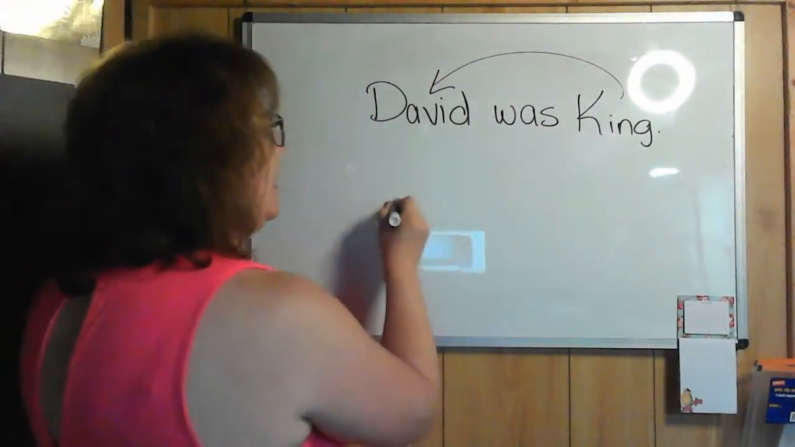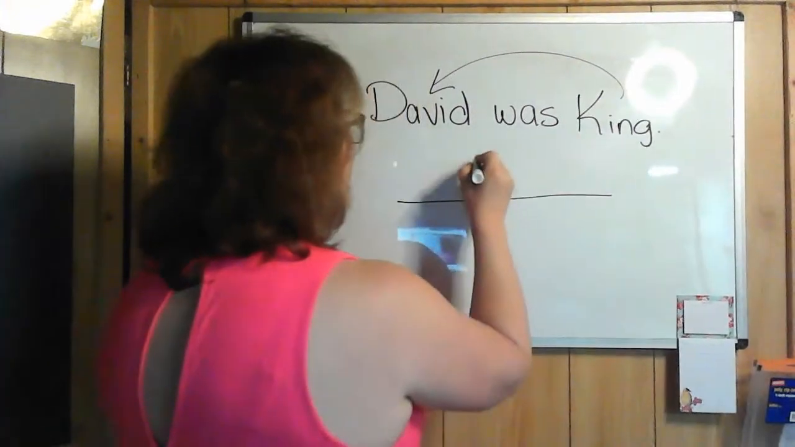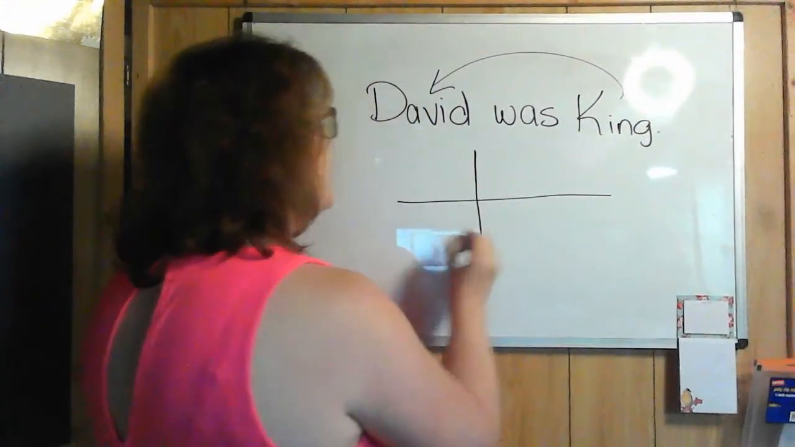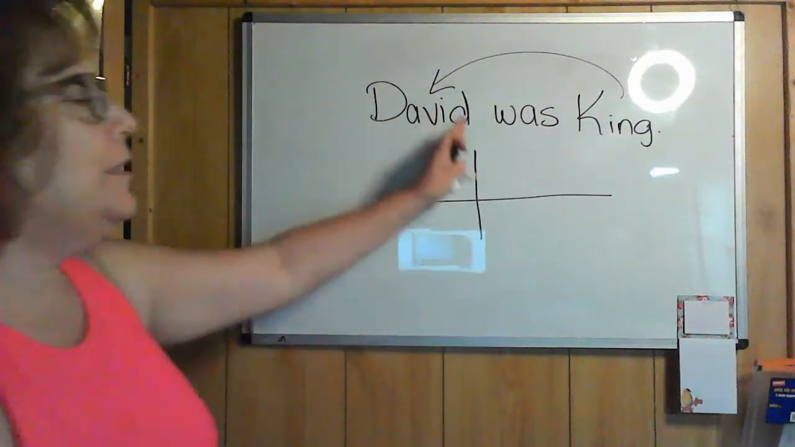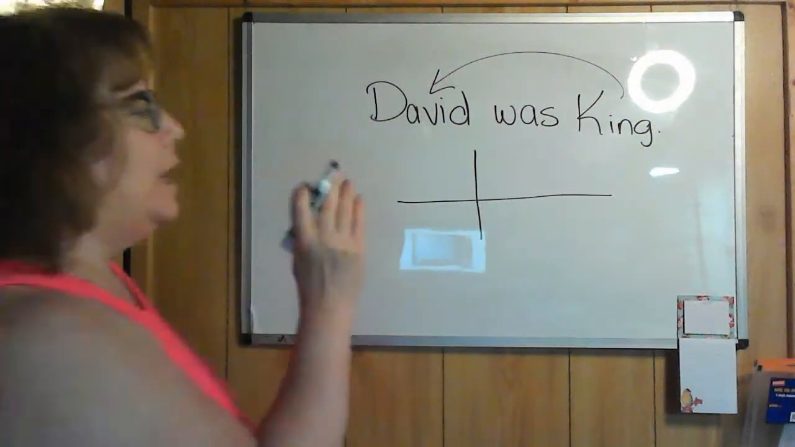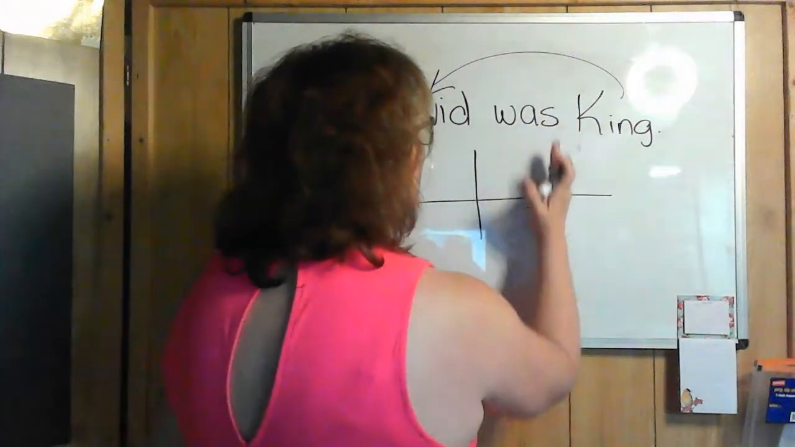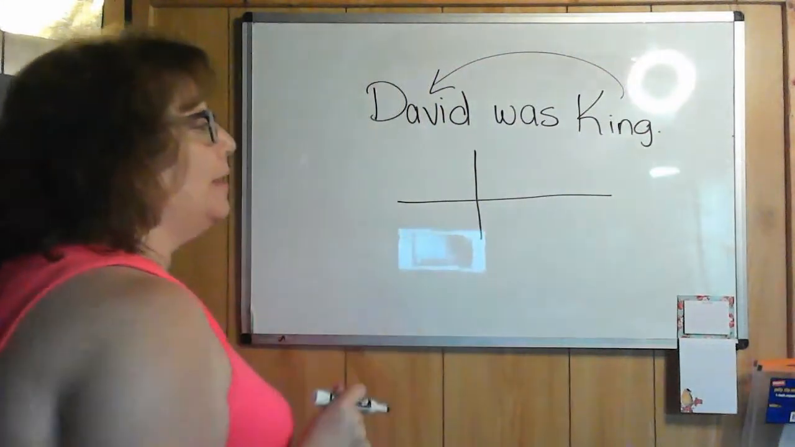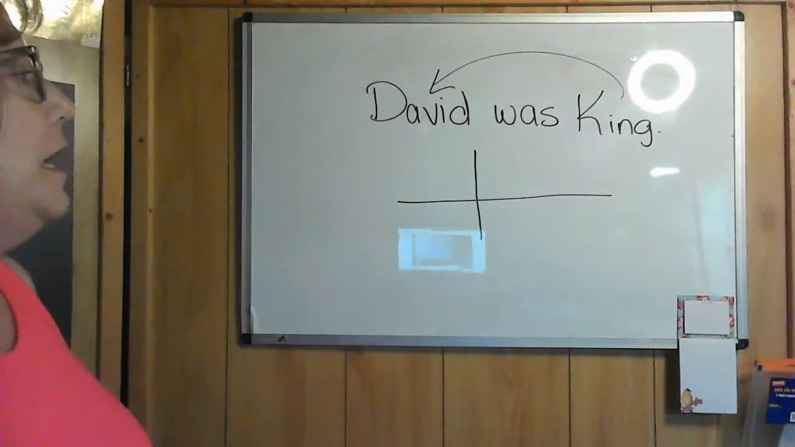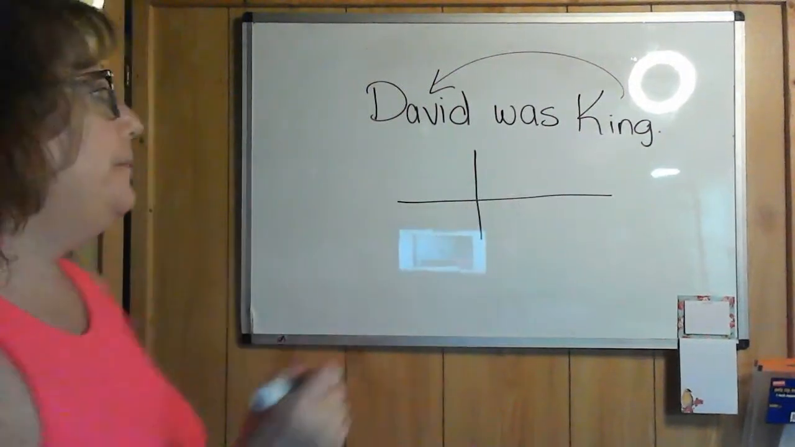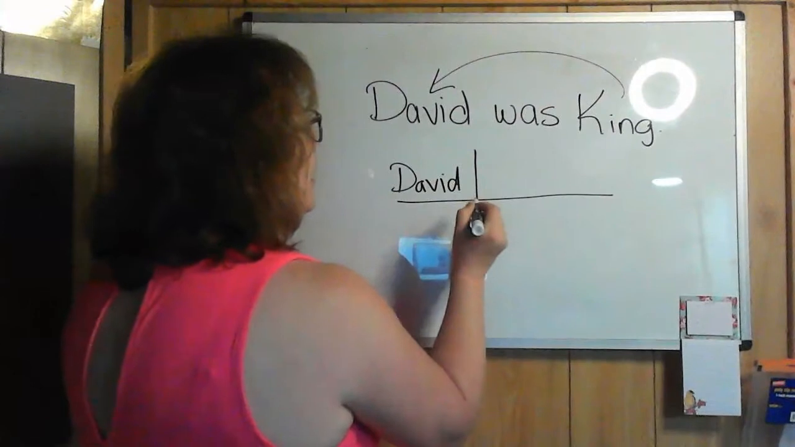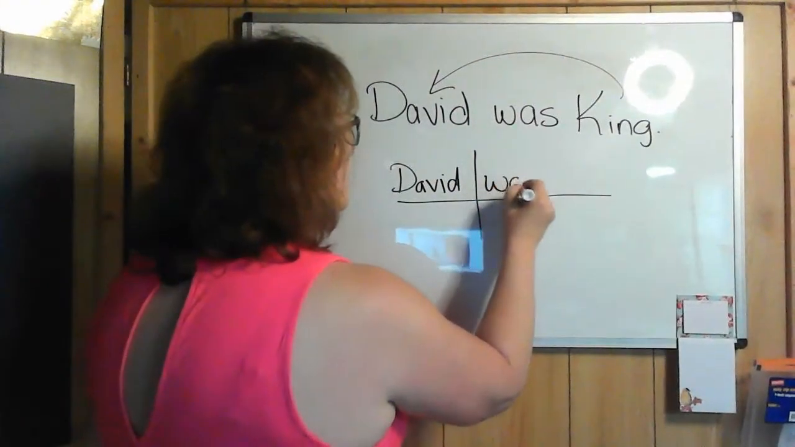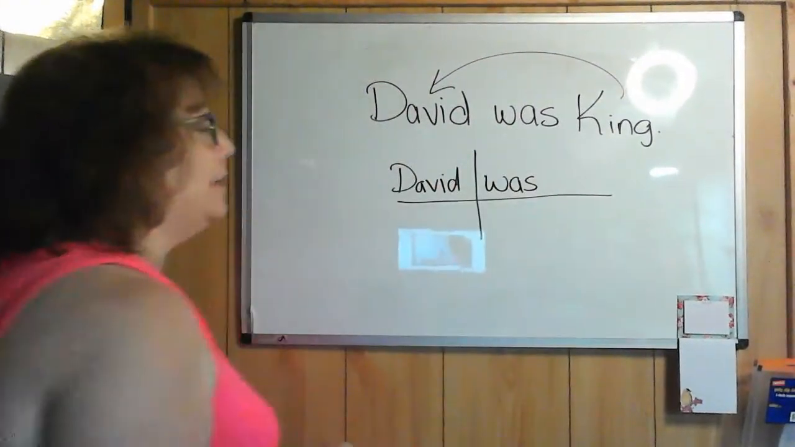Now, to diagram this, we would normally always, well, we're always going to have this, but a lot of times we do an up and down line here as well, but we're not. I'm going to show you what you're going to put there in a minute. We know the basic skeleton. And we know that David is the subject and goes right here. And then the word was. We're going to put the subject verb.